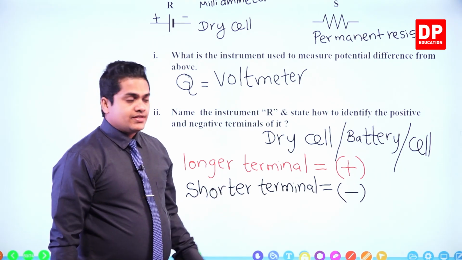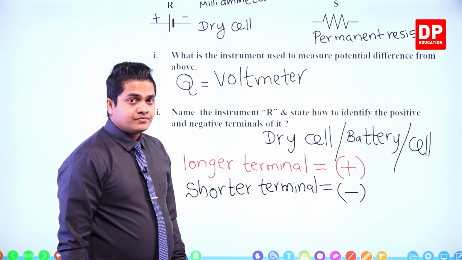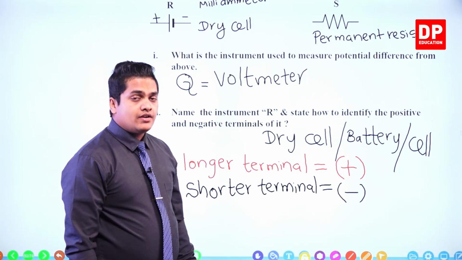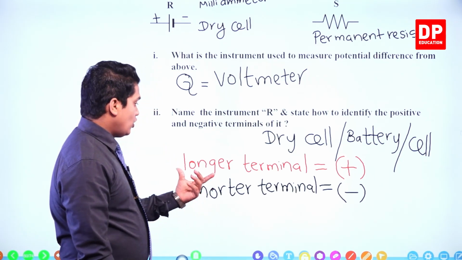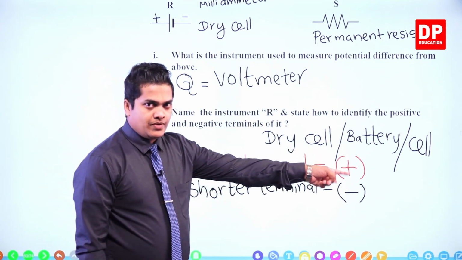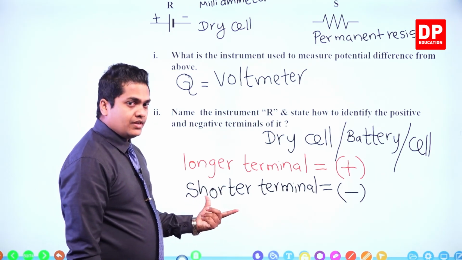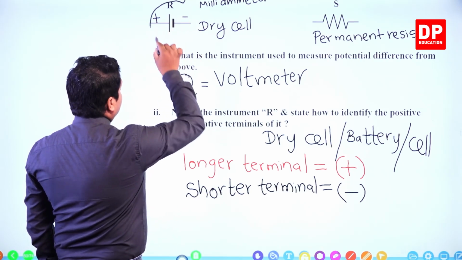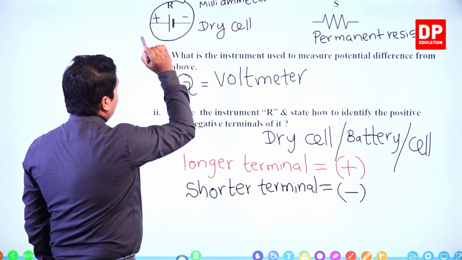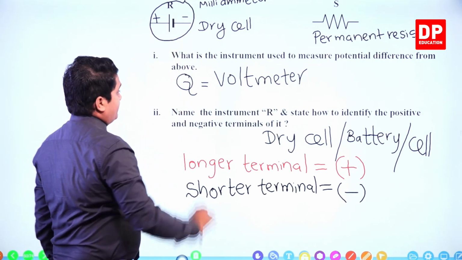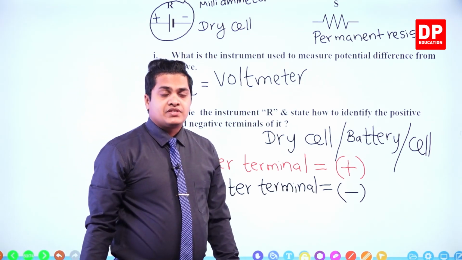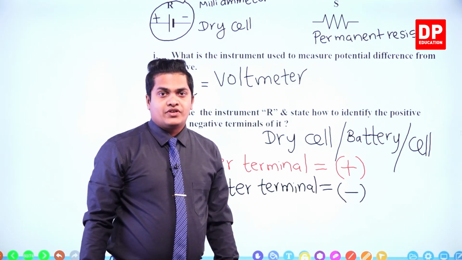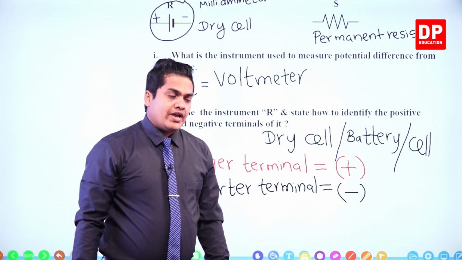So R is the dry cell or the battery or the cell. Here we identify the positive and negative terminals of R by using the longer terminal, that's the positive one, and the shorter terminal, that's the negative one. Here also you can observe it. See, shorter terminal negative, longer terminal positive. That's how to identify positive and negative terminals in a circuit diagram of a dry cell.